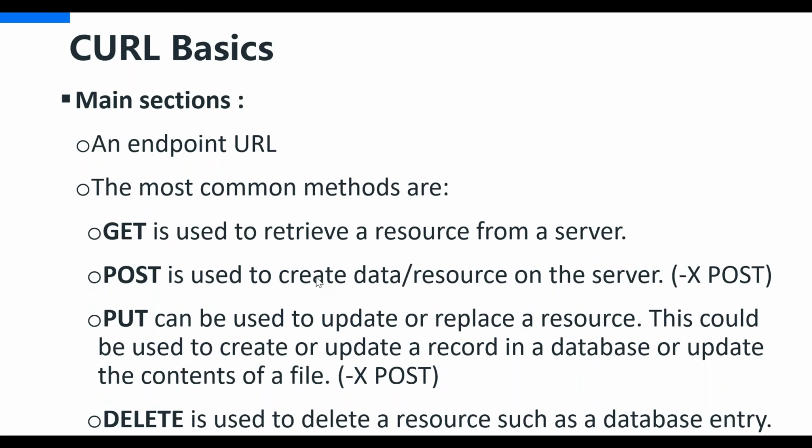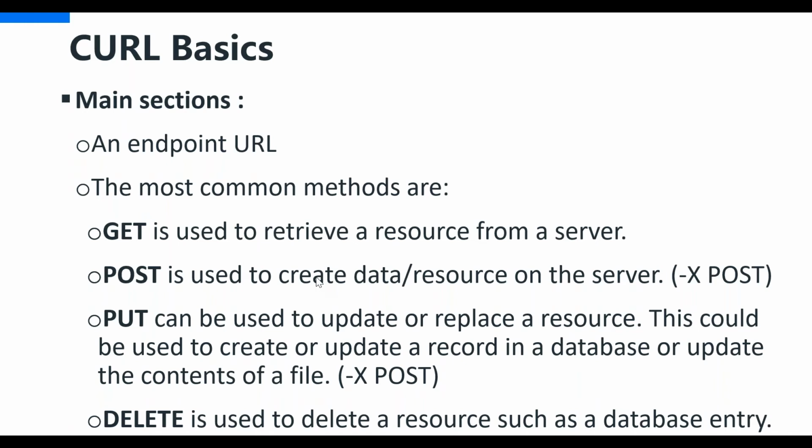Then you can use any type of protocol like HTTP, HTTPS. And the other thing, the most common methods along with curl are get, post, put, and delete. So get is used to retrieve a resource from a server. This could be just information or a file or an image, anything basically. In curl, the get method is the default method, so we don't need to specify that.